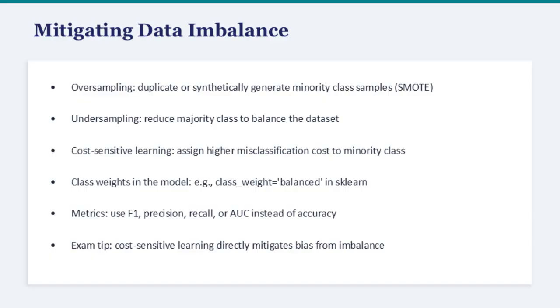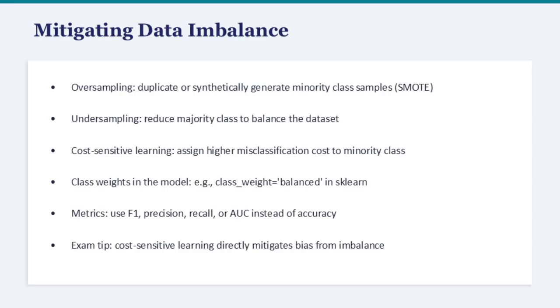Now let's talk about mitigating data imbalance. This is actually a direct exam question. The sample question describes a churn prediction scenario where only 10% of customers churn, which means a classic imbalanced dataset. The question asks which strategy directly mitigates the bias towards a majority class. Let me walk through the options the exam presents: oversampling duplicates or synthetically generates minority class samples, SMOTE, synthetic minority oversampling technique. This is the most common approach.